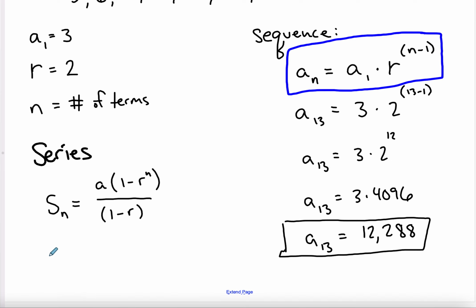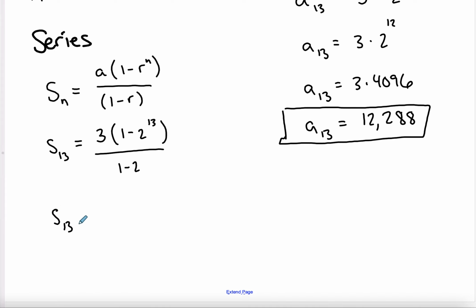Okay, so again, maybe we'll choose the 13th term. What is the sum of every term up to and including the 13th number? Well, we just plug it in. The first number is 3 times 1 minus r to the 13th. I should say 2 to the 13th. Divided by 1 minus 2.